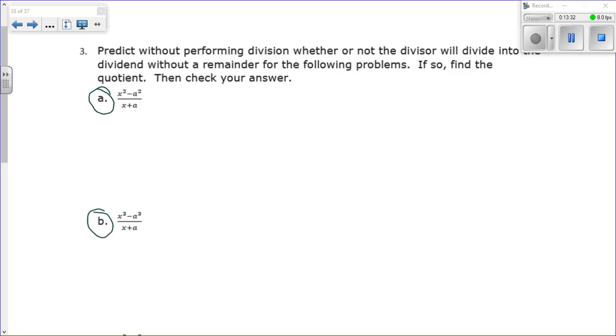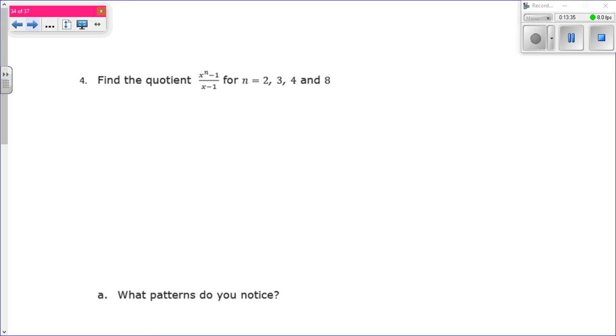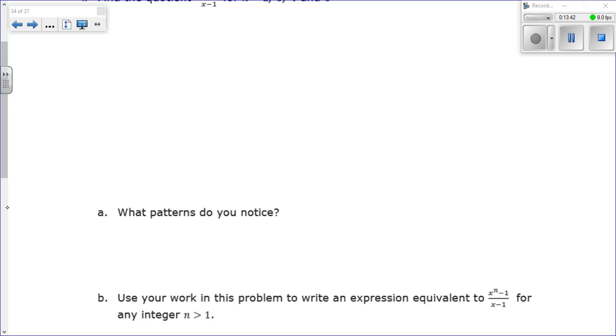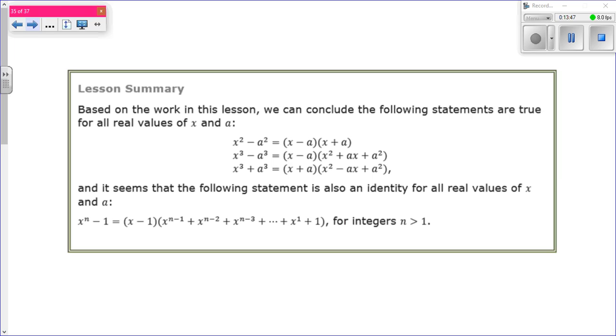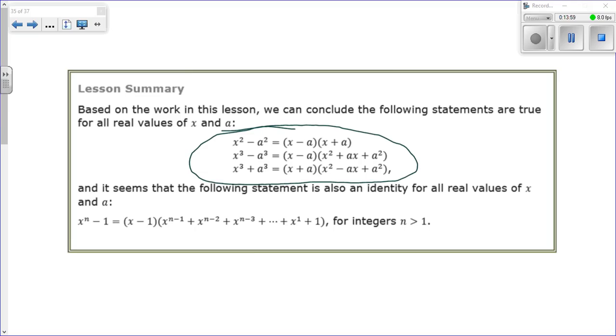But if you're struggling with that, look in your packet, oh, where'd it go? There you go. Look on the next page of your packet, because I had adjusted some of this stuff based on the work in the lesson this year. We conclude the following statements that are true for all real values of x and a. This is going to help you with factoring a perfect cube.